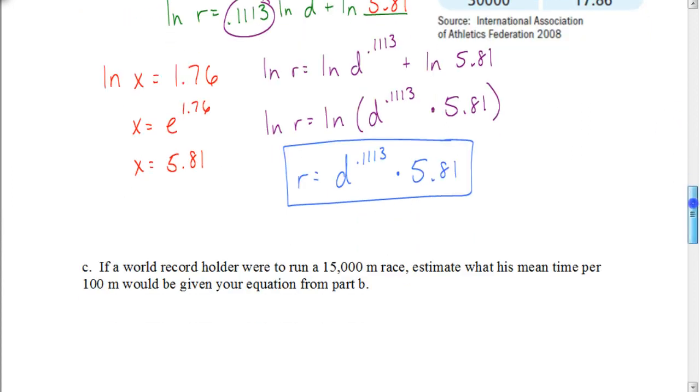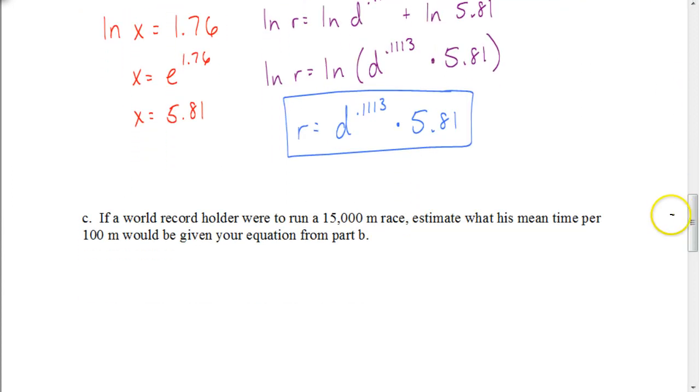And we can use that now to answer a question. Because it says if a world record holder were to run a 15,000 meter race, we want to figure out what would be their mean time per 100 meters using that equation. So to do that, we're just going to replace 15,000 in for d. So we would take 15,000 to the 0.1113 power times 5.81. And when you do that, you end up getting your answer of about 16.94 seconds.